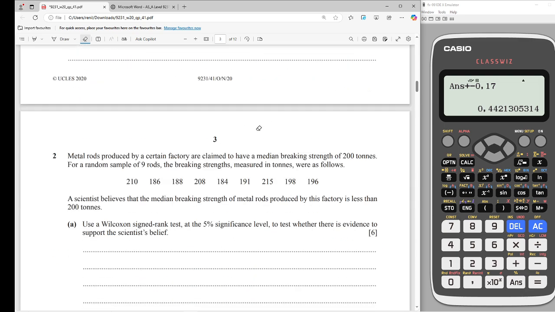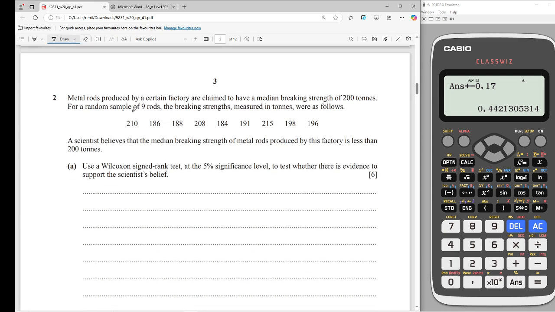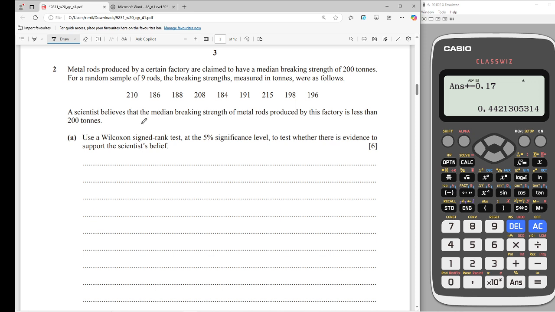Okay, moving on, we go to the second question. Metal rods produced by a certain factory are claimed to have a median breaking strength of 200 tons. For a random sample of 9 rods, the breaking strengths measured in tons are as follows. The scientist believes that the median breaking strength of the metal rods produced by the factory is less than 200 tons. Use a Wilcoxon sign rank test at 5% significance level to test whether there is evidence to support the scientist's belief.